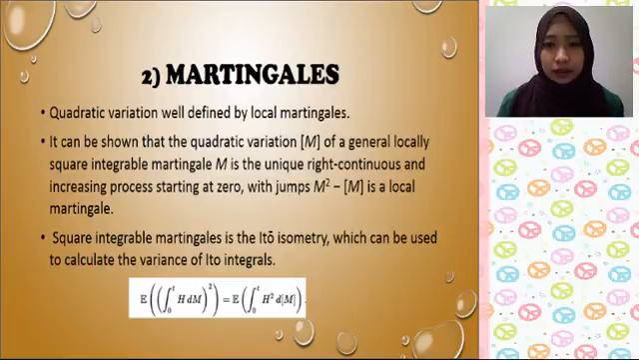[M] of a general locally square integrable martingale M is the unique right continuous and increasing process starting at 0 with jumps, such that M² − [M] is a local martingale. For a square integrable martingale, there is the Ito isometry, which can be used to calculate the variance of Ito integrals: the expected value of (∫ from 0 to t of H dM)² equals the expected value of ∫ from 0 to t of H² d[M].